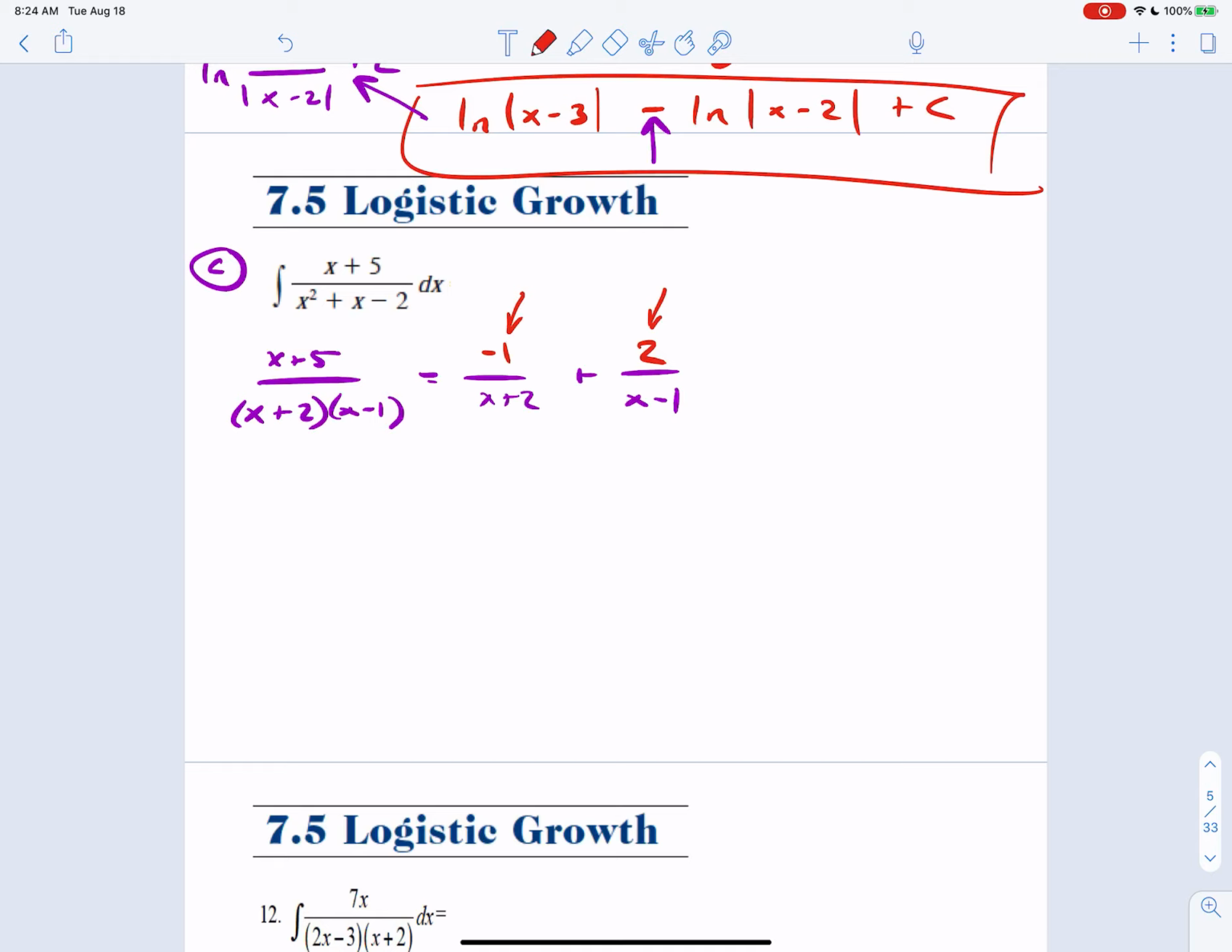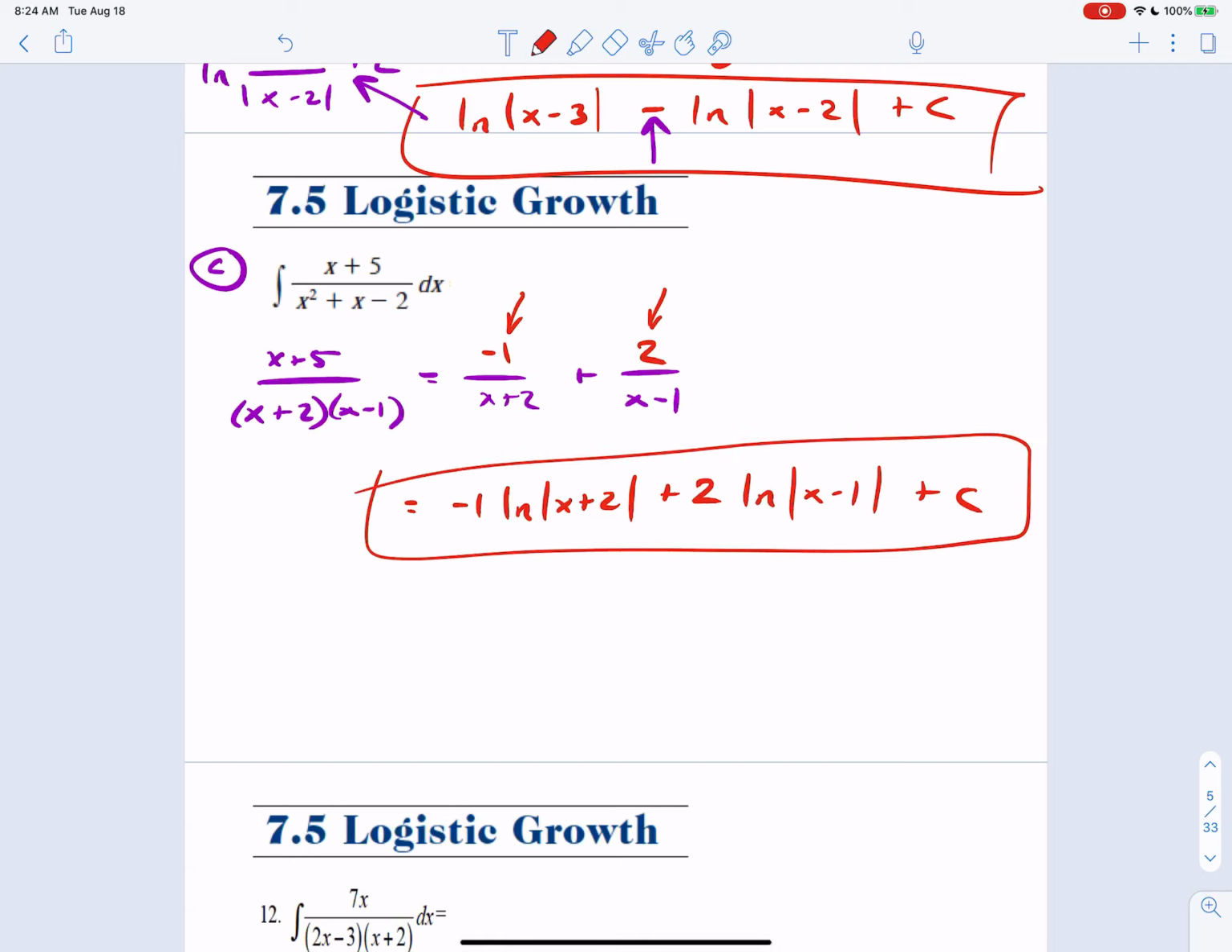So if we integrate that, you should get -1 natural log of x plus 2 plus 2 natural log of x minus 1 plus the C. We won't worry about rewriting that out. But if you got that, great. If you're watching it over and over and you still don't get it, text me right away, okay?